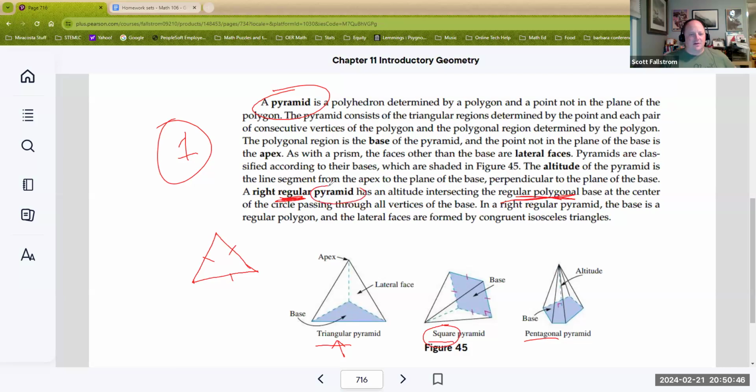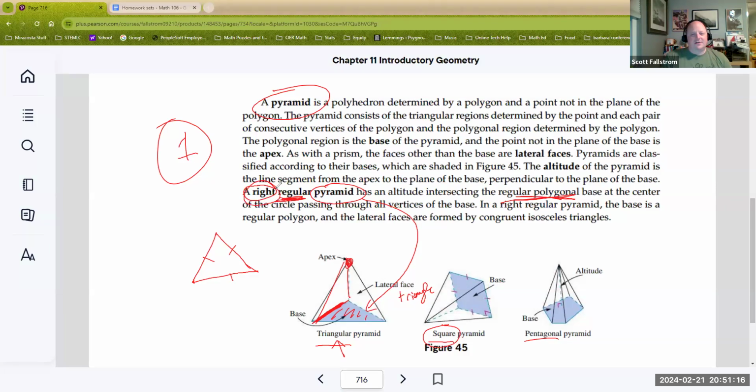The pyramid part is indicating that there's one of those bases, and the rest of the lateral faces are going to tip up to the top, which also means every lateral face will be a triangle. It'll have to be a triangle. And why? Because you have a point on top and then you have a line segment on the bottom and you're tipping up. So when you think about connecting those, you've got to have a triangle. You cannot have anything else.